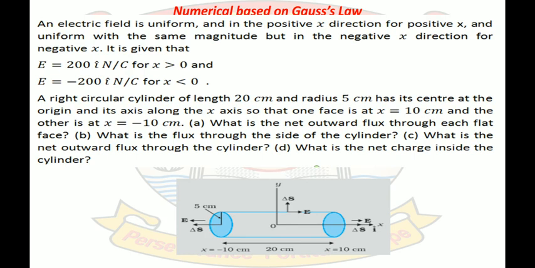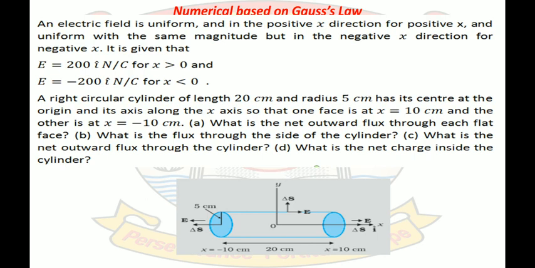Now the mathematical statement is given: E is equal to 200 i cap, Newton per coulomb for x greater than 0, and E is equal to minus 200 i cap, Newton per coulomb for x less than 0. That is the same thing. A right circular cylinder of length 20 cm and radius 5 cm has its center at the origin and its axis along the x axis, so that one face is at x equal to 10 cm and the other is at x equal to minus 10 cm. The length of the cylinder will be 20 cm.